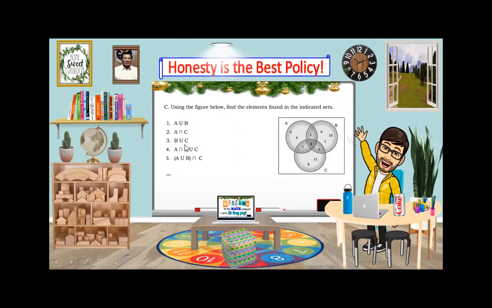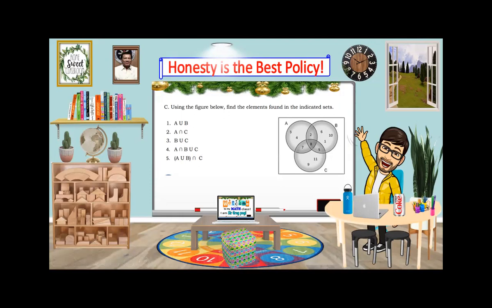Then for number 3, B union C. Ito yung B. Ito yung C. So ang union nila, ibig sabihin lahat ng numbers na nandyan. So unahin natin yung 1, 2, 5, 6, 7, 8, 9, 10, 11. O, yun po lahat. Yung number 3. Yun kasi ang tinatanong.